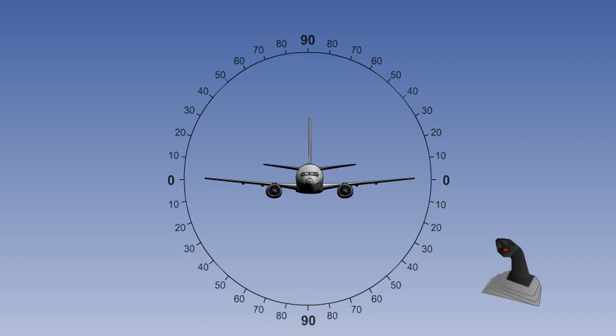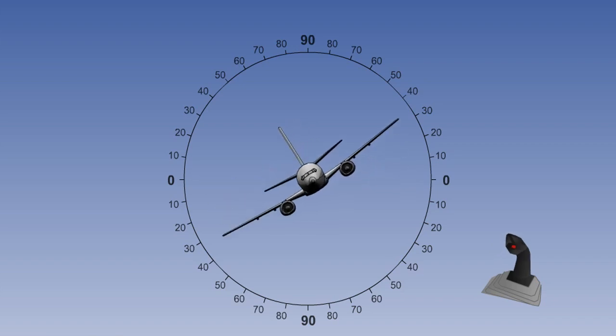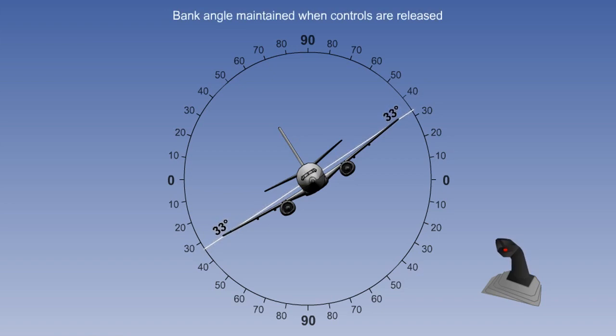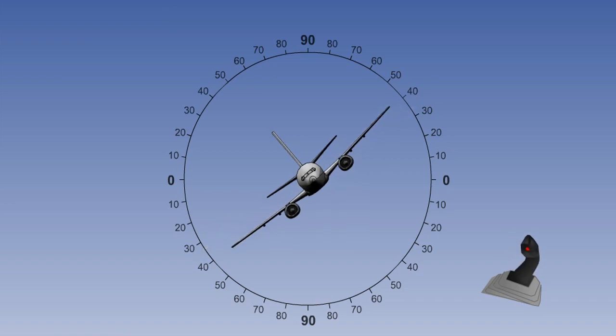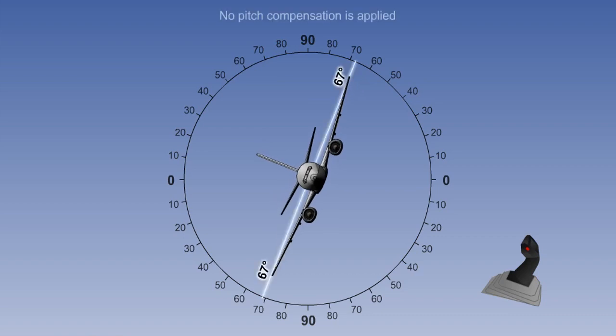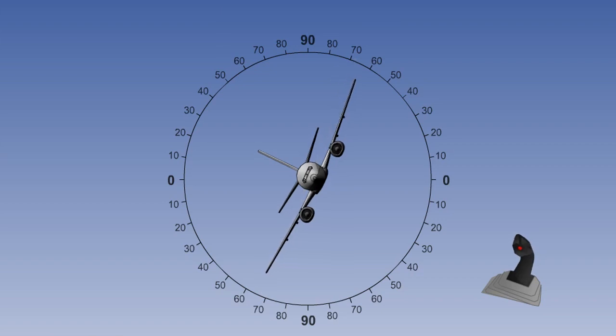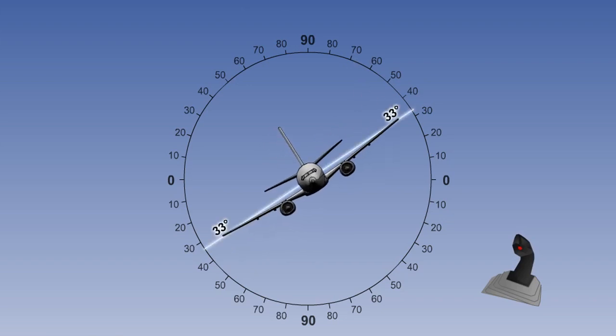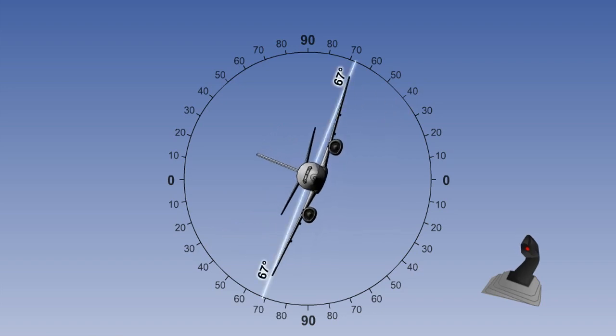On commercial aeroplanes, the bank angle does not normally exceed 30 degrees. For an Airbus aeroplane, if the bank angle remains within 33 degrees, the flight control computers will automatically apply pitch compensation and maintain the selected bank angle when the controls are released. The pilot can select up to 67 degrees. However, outside 33 degrees, no pitch compensation is applied. And if the controls are released, the bank angle will be reduced to 33 degrees. Turn coordination is provided throughout the whole bank angle range.